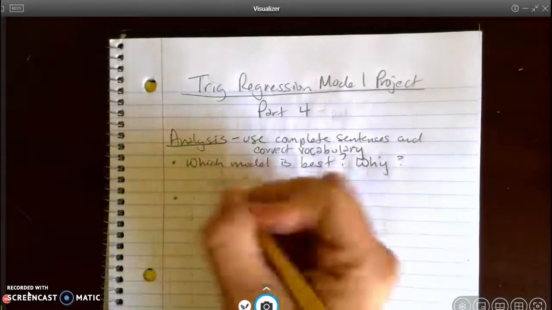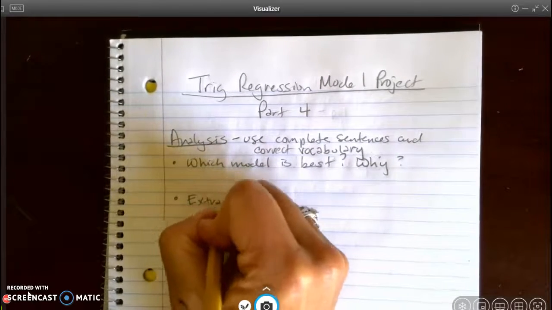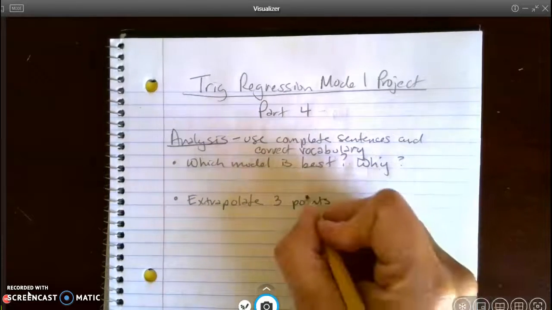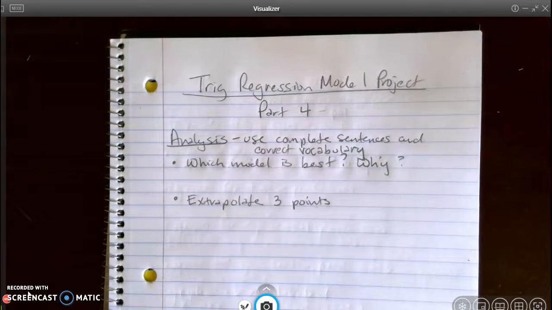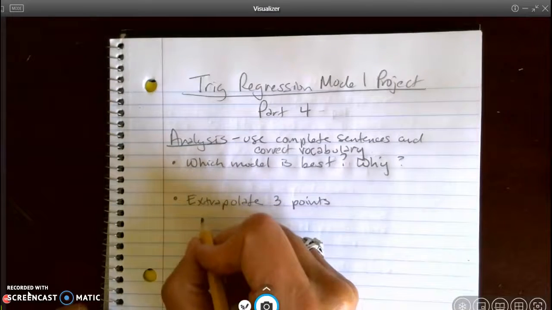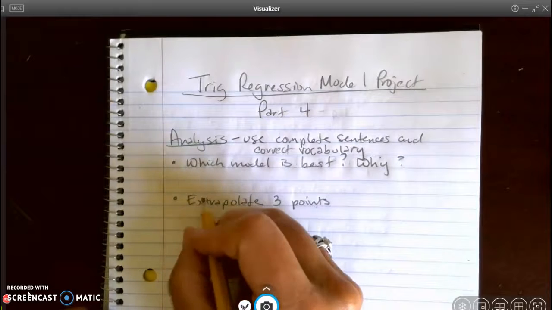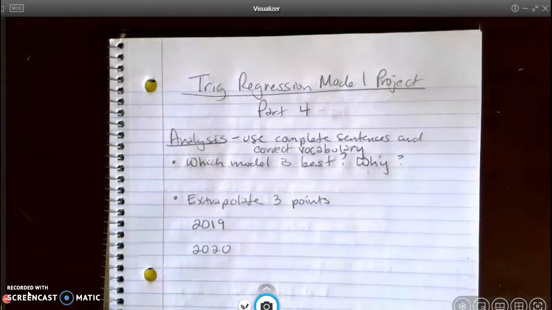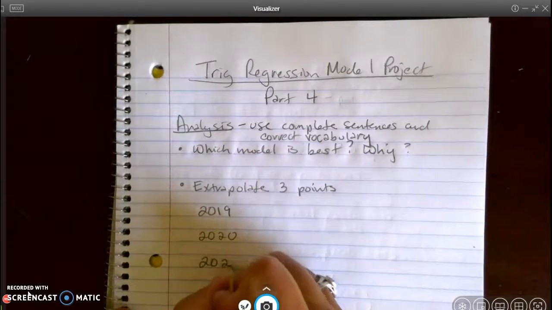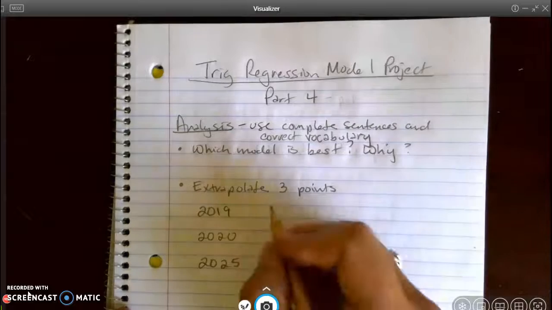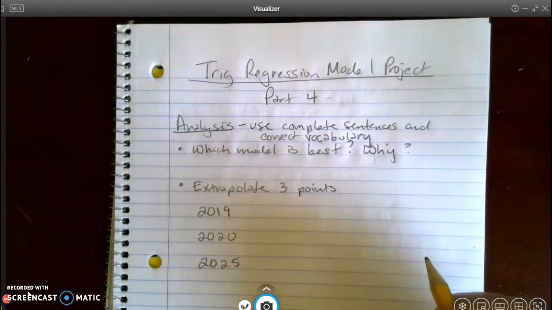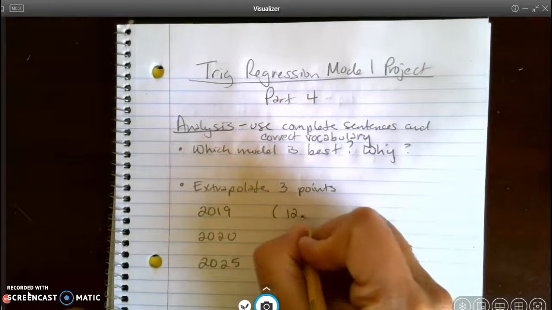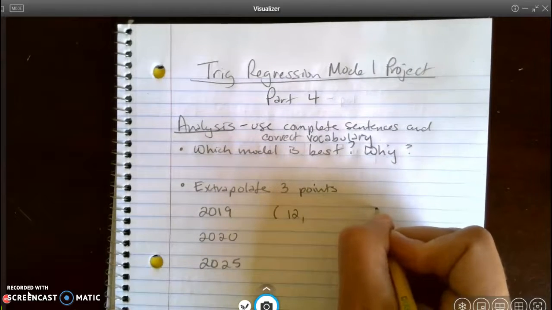The other part of the analysis is extrapolate 3 points. Now remember, extrapolate means go beyond. So in my instance, what I could do is extrapolate for the years 2019, 2020, and I don't know, maybe I would also extrapolate for the year 2025. In my calculator, 2019 is 12 years after 2007, so I'd put a 12 in.